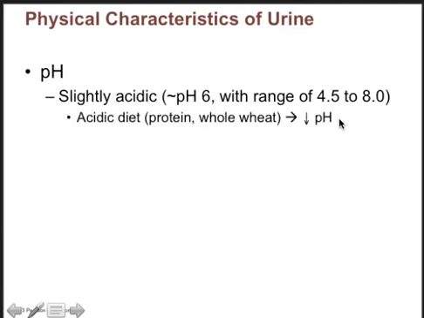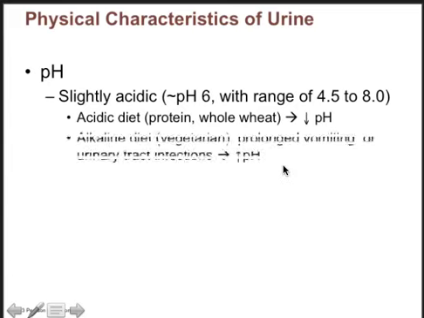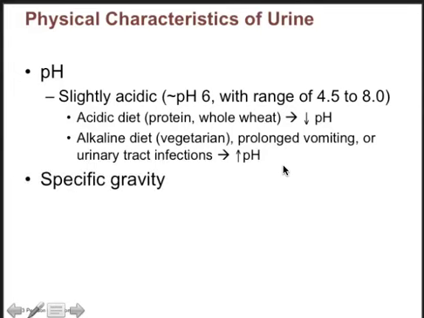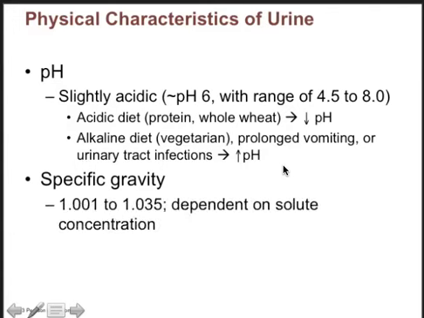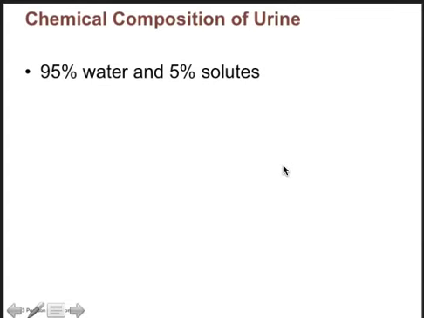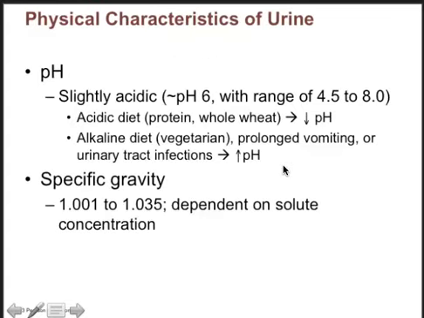An acidic diet, such as protein or whole wheat, will decrease the pH of urine, while an alkaline diet or prolonged vomiting or UTIs will tend to elevate the pH. The specific gravity is a little bit over 1. It depends, again, on solute concentration. Specific gravity is just the density of the urine compared to the density of water. Water is assigned a specific gravity of 1.